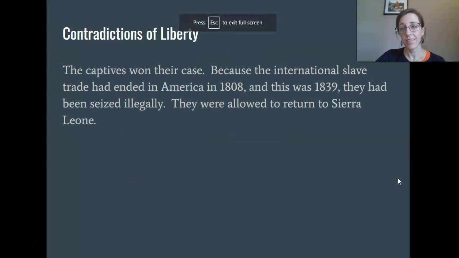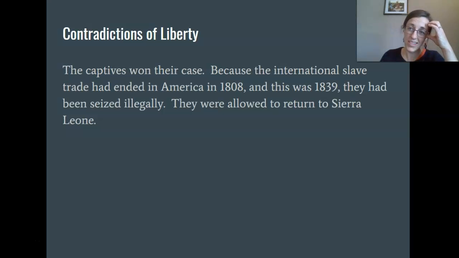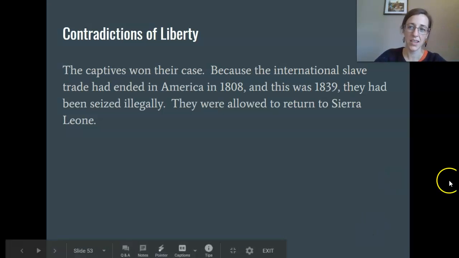And then this great piece of information that ends victoriously, in a way: the captives won their case. They were allowed to return to Sierra Leone. Unfortunately, by the time they got there, it wasn't exactly this paradise that it might have been in another era. It was ravaged by war and by the slave raids that had been going on.